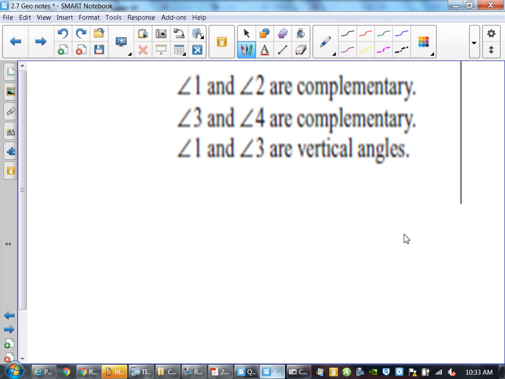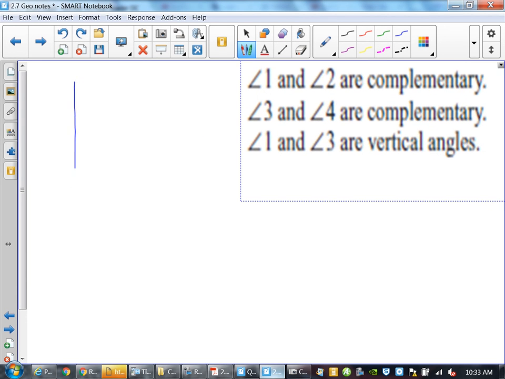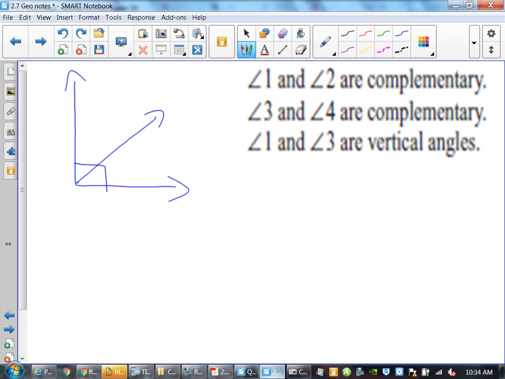If 1 and 2 are complementary, what do they have to add up to equal? 90. So that means what I would do here is I would draw a right angle. Does it matter what I say 1 and 2 is equal to? I could have one at 45, the other at 45, or one at 89.9, the other at 0.1. I'll just do this. But I have to put this in. Okay? That tells me that it's correct.